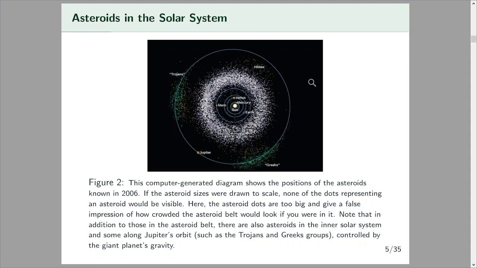So this is a computer-generated diagram, and it shows the positions of the asteroids known in 2006. If the asteroids' sizes were drawn to scale, none of the dots would be visible. They would be too tiny to be seen. Here the asteroid dots are too big and give the false impression of how crowded the asteroid belt would look if you were in it. This is commonly done in science fiction movies.